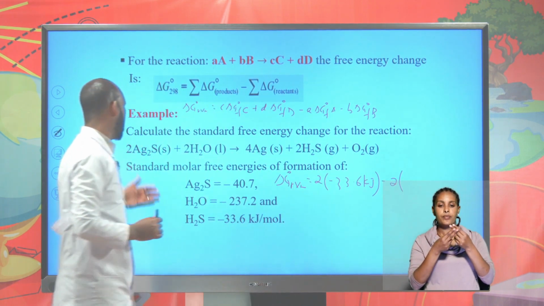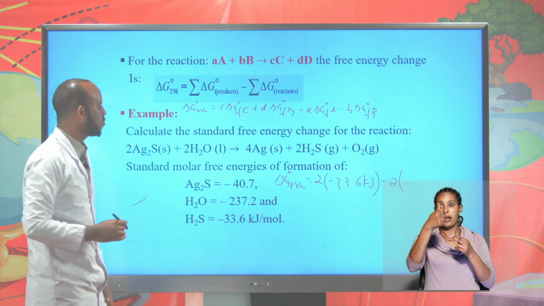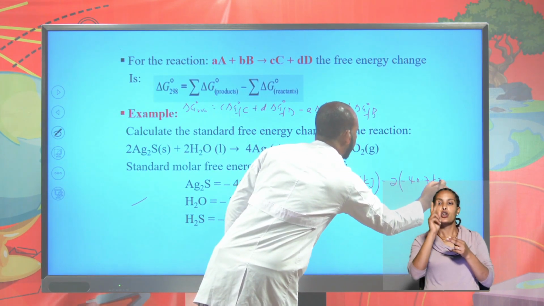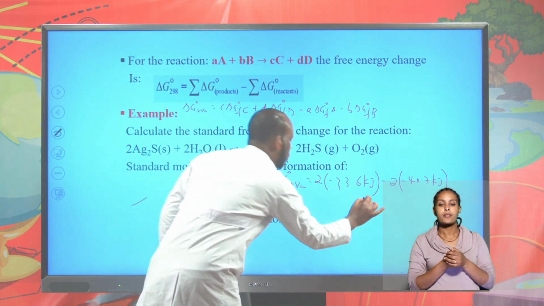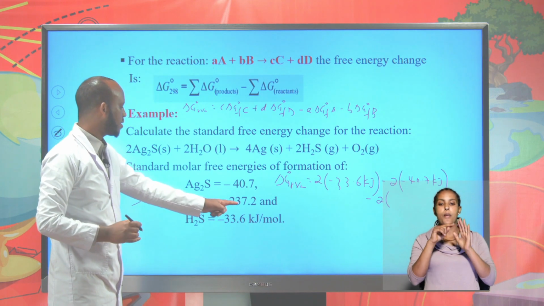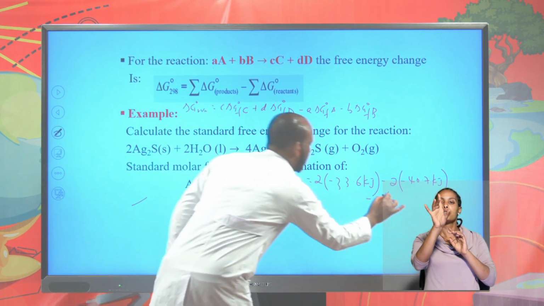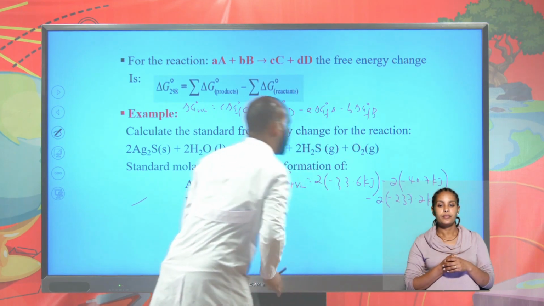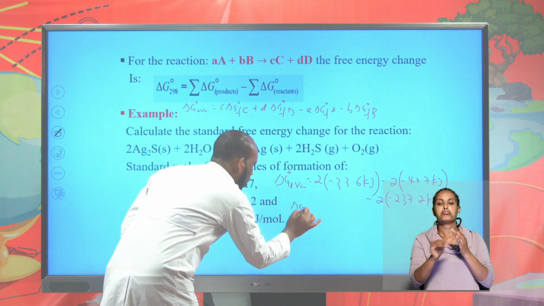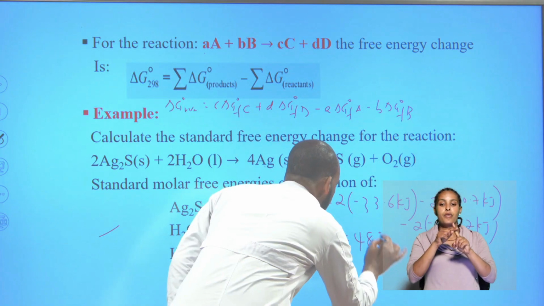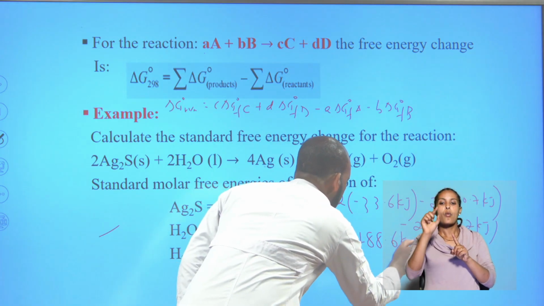minus 2 times delta G naught formation of silver sulfide, which is minus 40.7 kilojoule, minus 2 times delta G naught formation of water, which is minus 237.2 kilojoule. Now this is delta G naught of the reaction. The standard Gibbs free energy change for this reaction is plus 488.6 kilojoule.